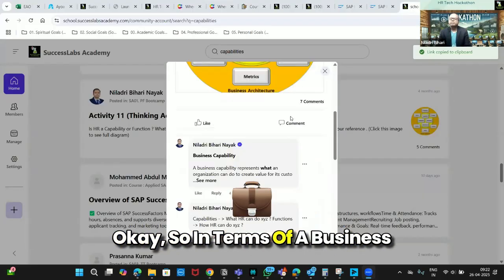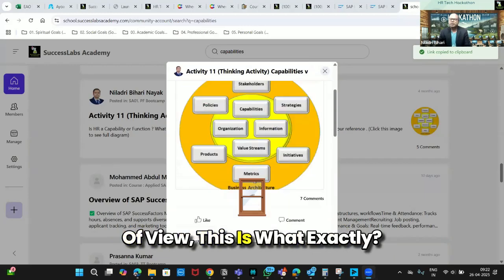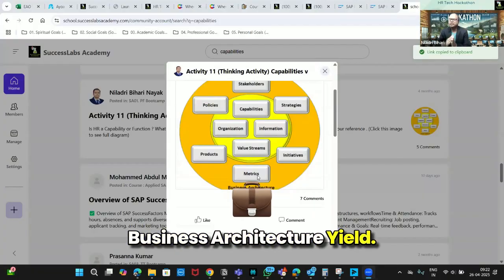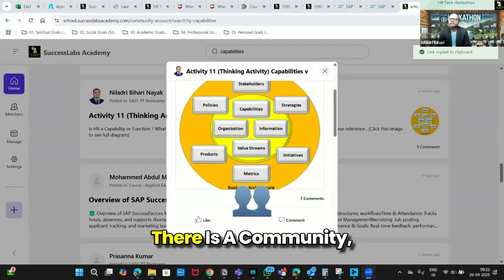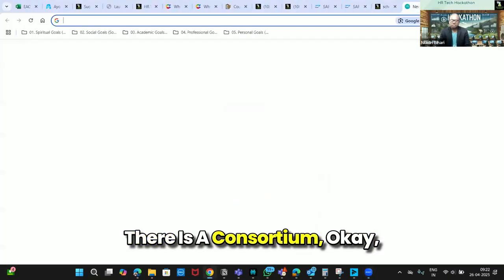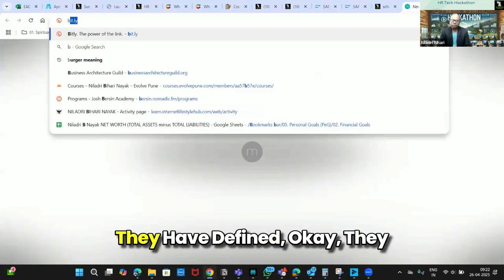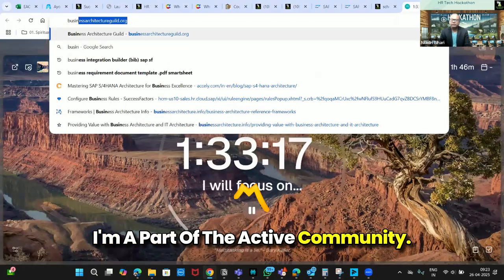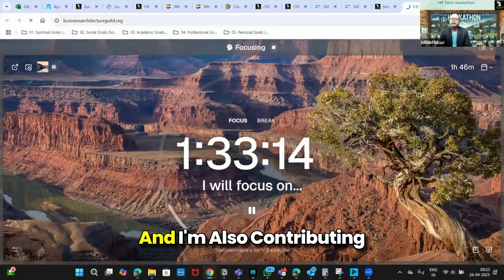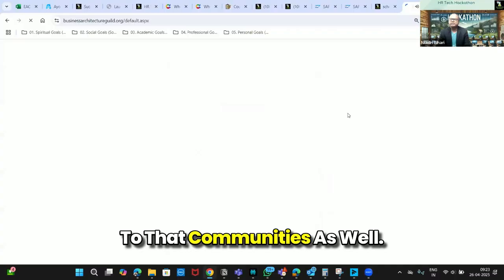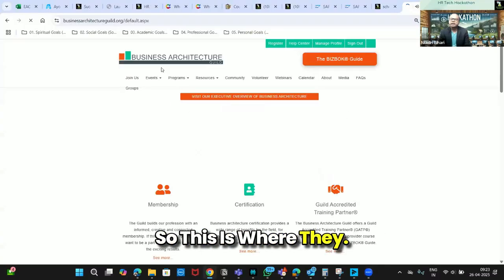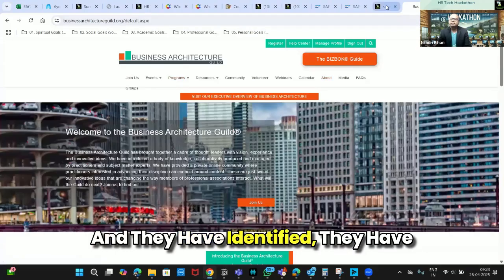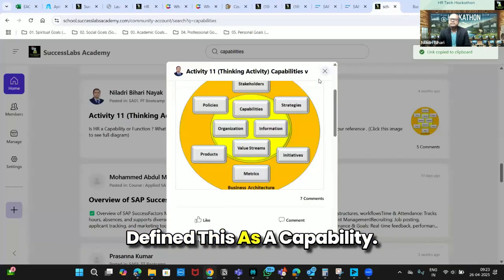From a business architecture point of view, this is defined by the Business Architecture Guild. There is a community, a consortium, which has defined a standard. I'm part of that active community, and I'm also contributing to it. It is called the Business Architecture Guild, and they have defined this as a capability.